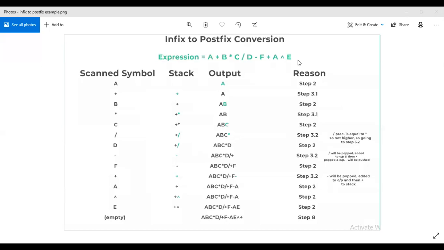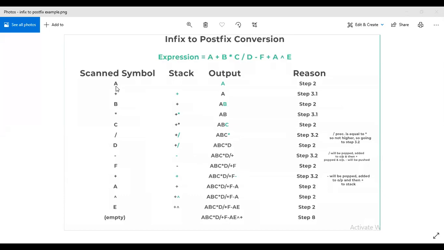So what will be done by the system? First step is it will convert to a postfix expression. How will it do that? By using an algorithm based on the data structure stack. So how will it be done?